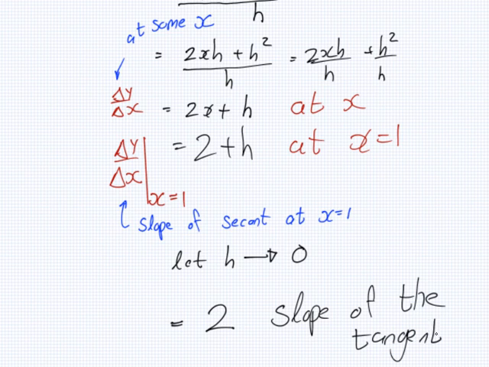Not the secant, the tangent. And because it's the slope of the tangent and not the slope of the secant, we represent it with this symbol, dy dx. Some people already knew that though. So this represents the slope of the tangent.